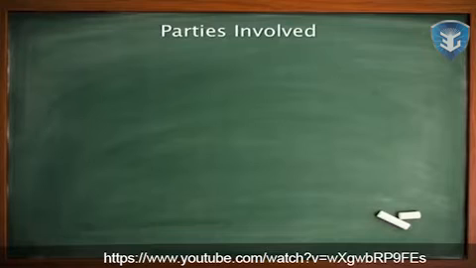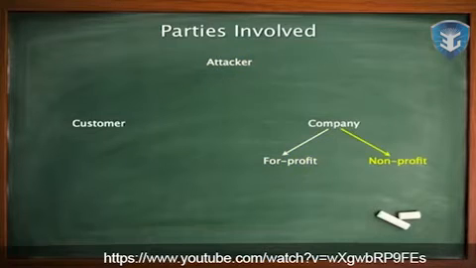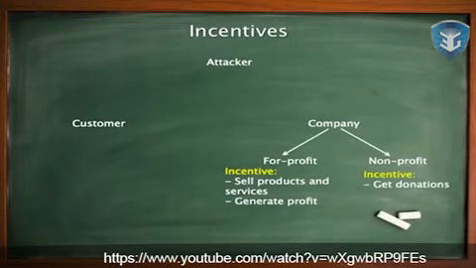There are 3 groups involved in any e-commerce transaction: the customer, the company, and the attacker. Companies can be split into 2 broad groups: for-profit groups, and non-profit organizations. For-profit companies have an incentive to use e-commerce to sell their products and services in order to generate profit. Non-profit groups, meanwhile, have an incentive to use e-commerce to get donations as a way to promote their causes and projects.